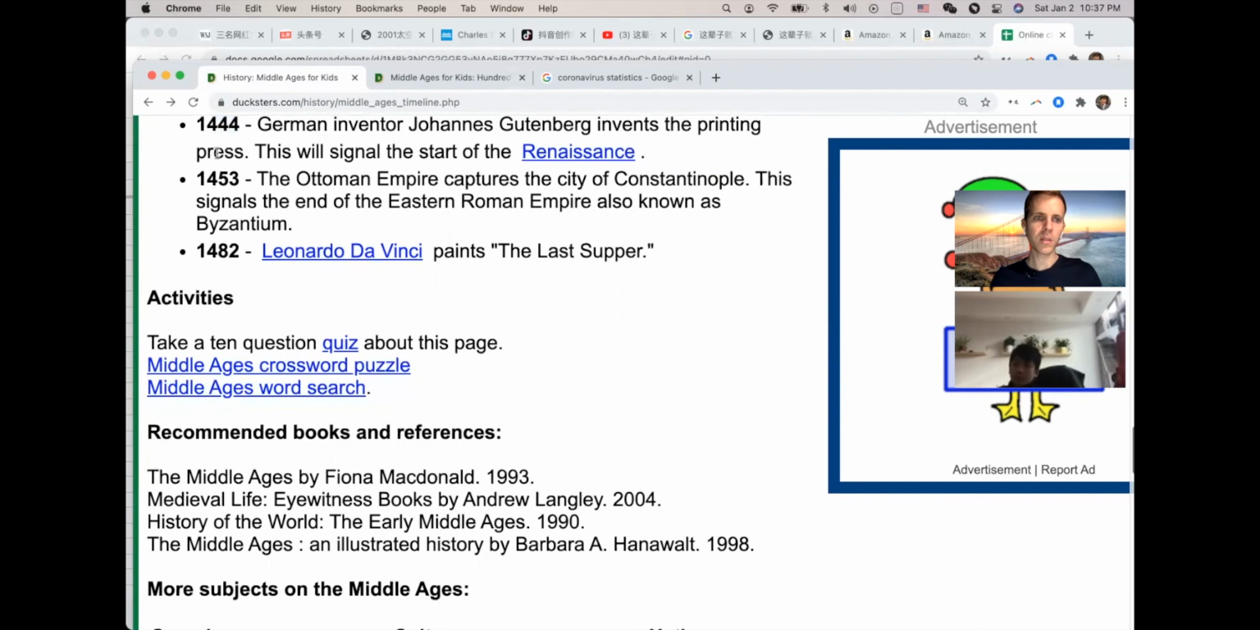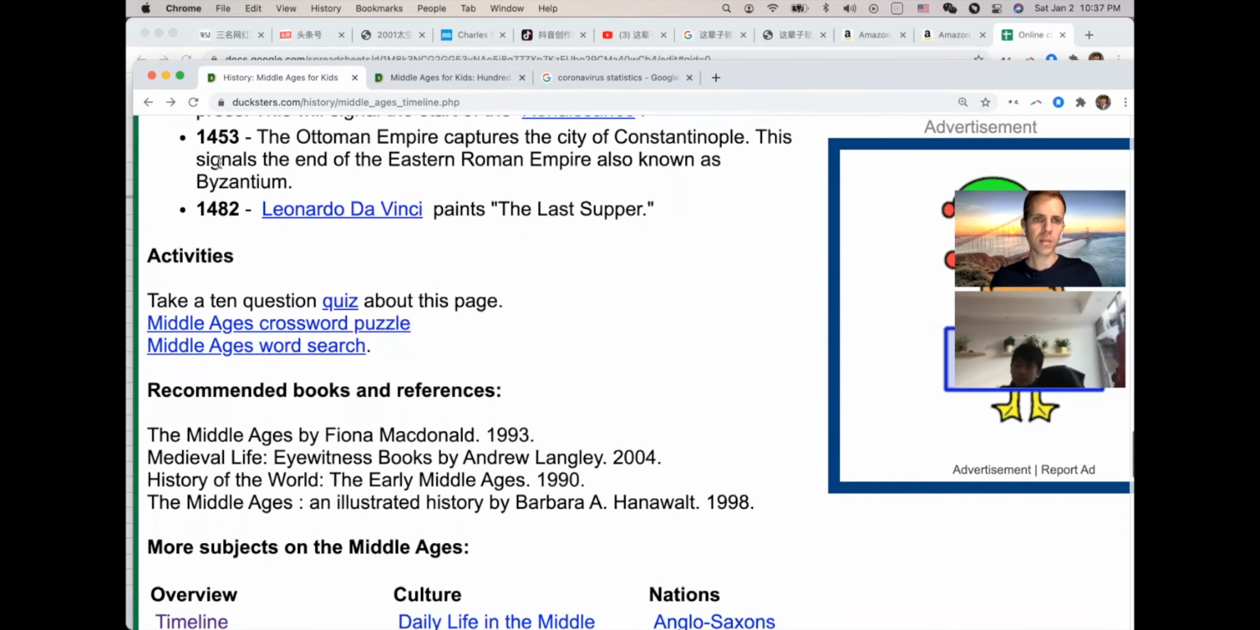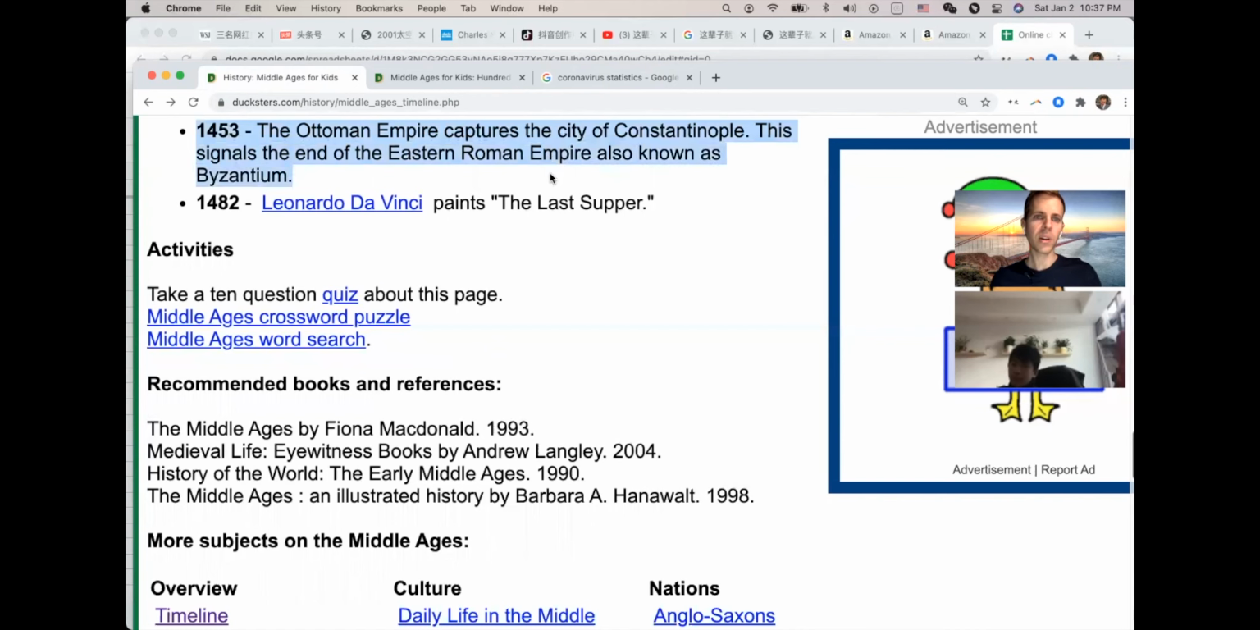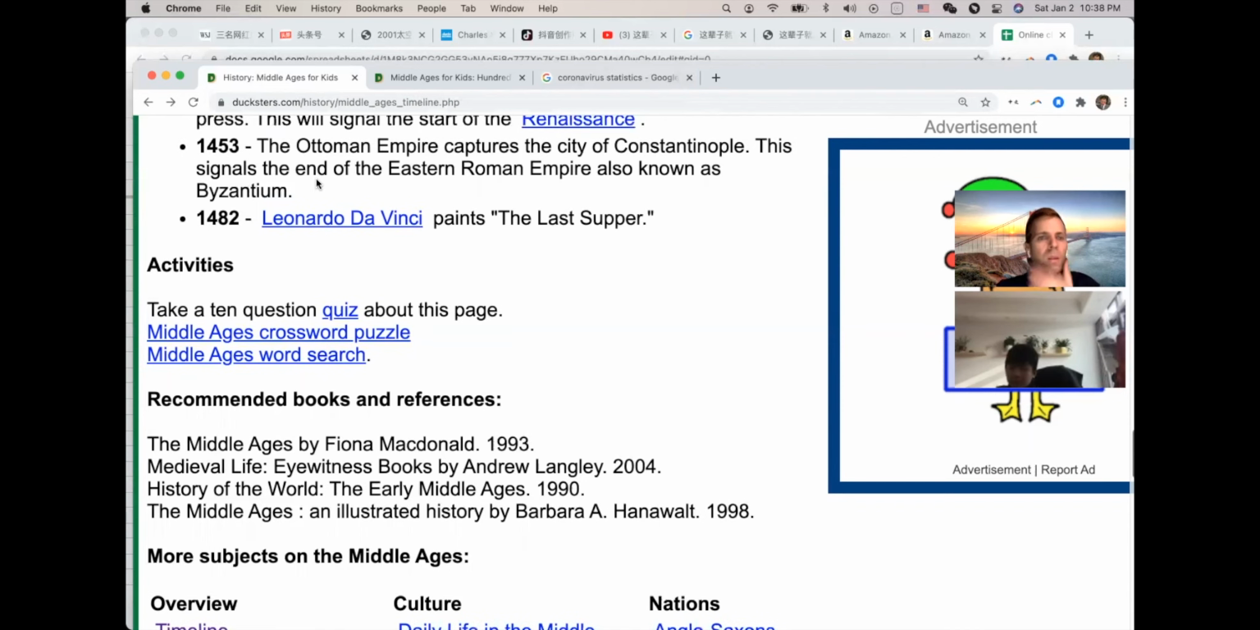1453. It's not a very lucky year. This was another great power in history. Can you read this one? The Ottoman Empire captures the city of Constantinople. This signals the end of the Eastern Roman Empire, also known as Byzantium. Very good. So this was one of the most powerful empires.